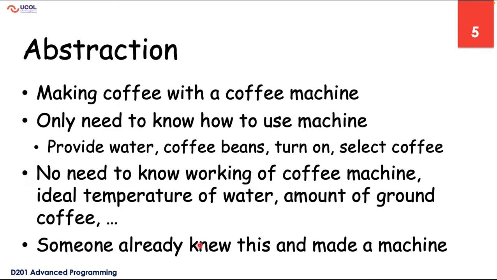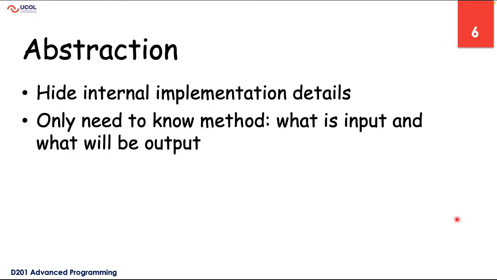That's it. That's how we need to know how to use the coffee machine, not how it is being made, what electronics are being used, how the electromechanical things are used inside the machine. We don't know anything. So in programming we also have these kinds of abstractions. Someone already knows about that machine and how to make it, and they have made it for us, and we just need to know how to use it.